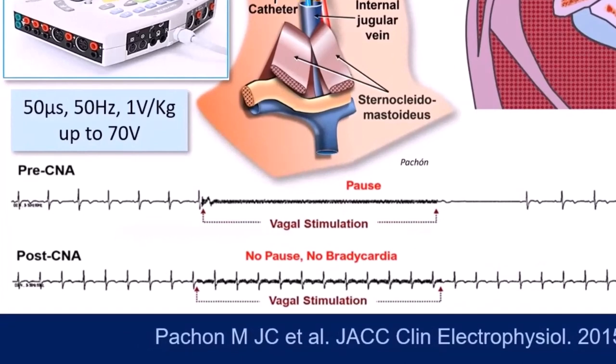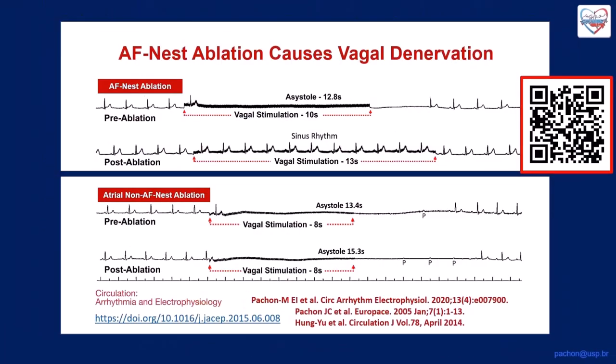In the lower tracing, we see that there is an intensive vagal effect, but after the ablation of the atrial fibrillation nest, the extracardiac vagal stimulation was repeated and there is no longer any vagal response. In this study, my brother and I sought to verify the relationship between atrial fibrillation nest and vagal innervation. We compared 2 groups of patients undergoing atrial wall ablation. In the first, we performed the ablation of the atrial fibrillation nest, and in the second, the ablation was outside of the atrial fibrillation nest, targeting compact myocardium only.